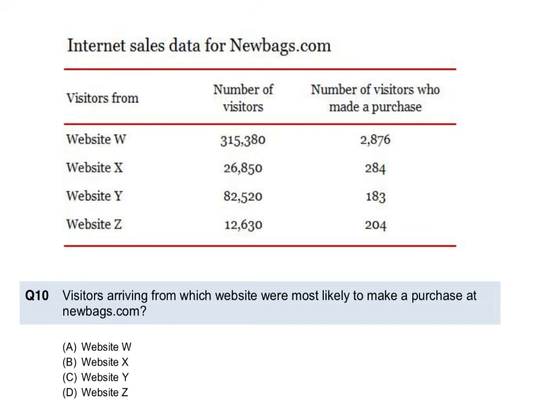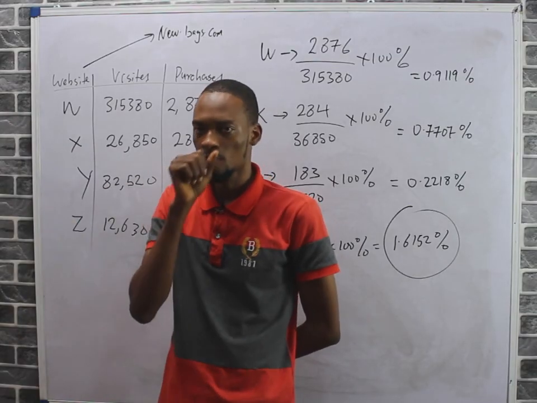So look at question 10 again. It says, visitors arriving from which website were most likely to make a purchase at newsbag.com? The answer is website Z, because they have a higher percentage of people who are willing to buy.